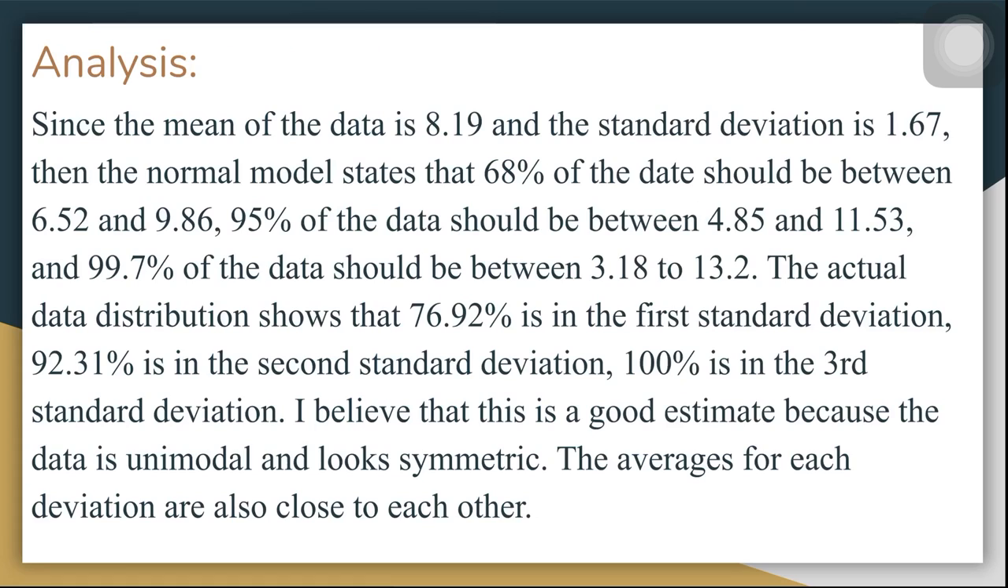I believe that this is a good estimate because the data is unimodal and looks symmetric. The percentages for each deviation are also close to each other. For the first standard deviation, it is 68% for the normal, and for the real data points, it was 76.92%, which is close. For the second, it's 95% for the normal, and I got 92.31%, which again is close to one another. And for the third, I got 99.7% for the normal distribution and 100% for the data. So I believe that this is a good estimate.